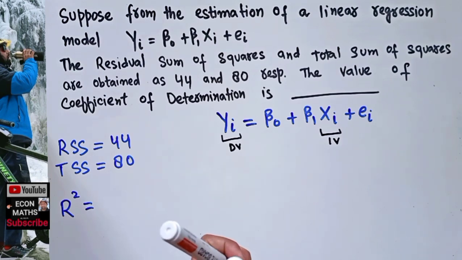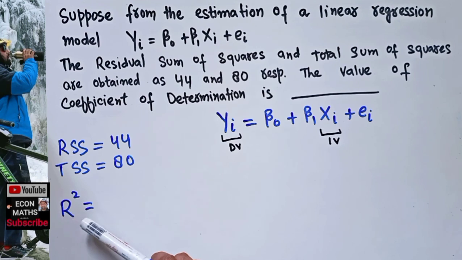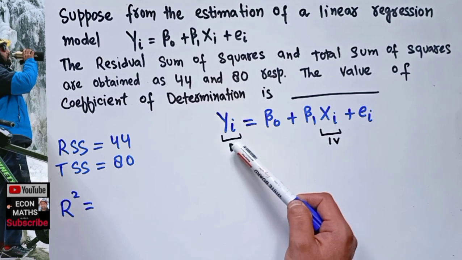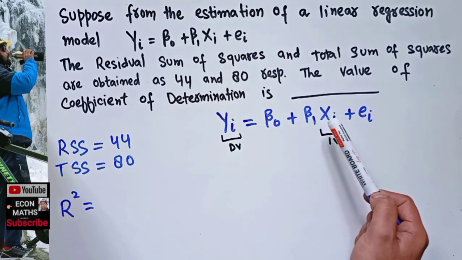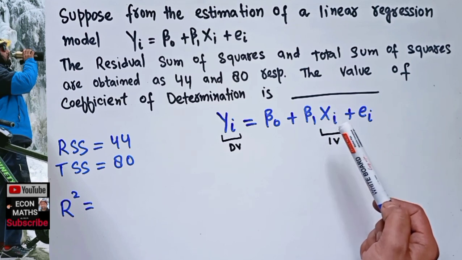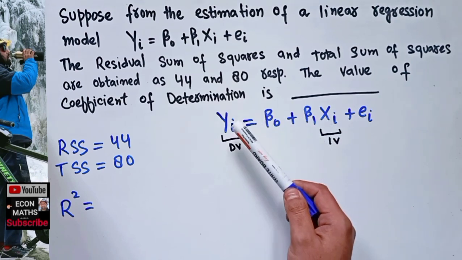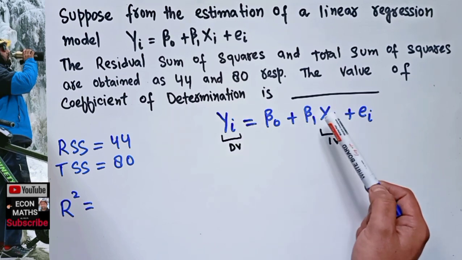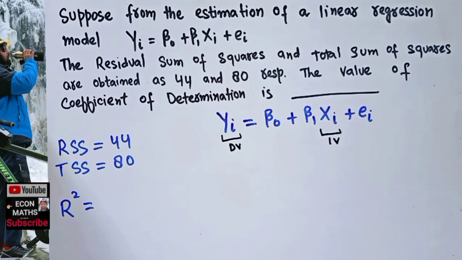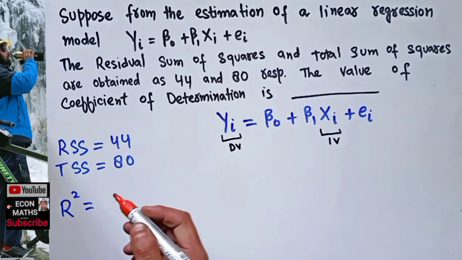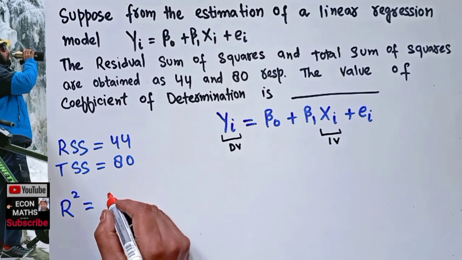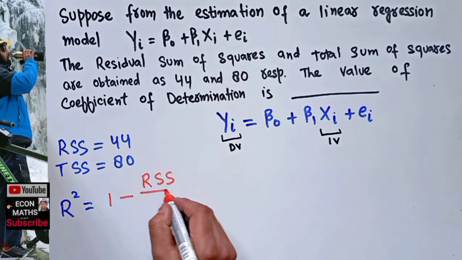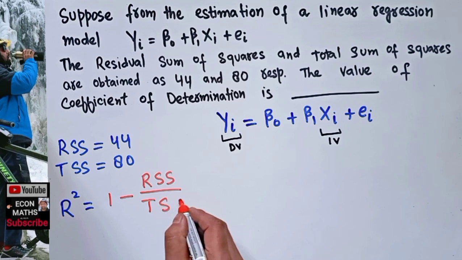By coefficient of determination, we mean the proportion of variation in the dependent variable that is explained by the variation in the independent variable. How much percentage of variation in the dependent variable is being explained by the independent variable, that we call the coefficient of determination, and it is equal to simply 1 minus RSS, that means residual sum of squares, divided by total sum of squares.